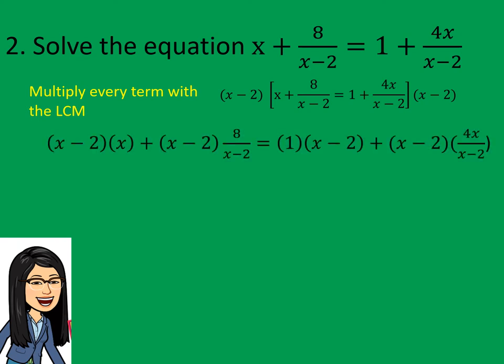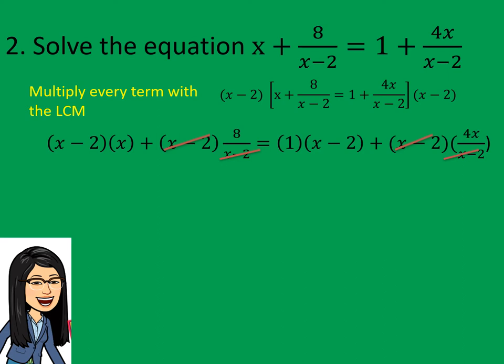So x minus 2 times x plus the second term x minus 2 times 8 over an x minus 2 is equal to 1 times the LCM x minus 2 is equal to the LCM x minus 2 times the second term 4x over x minus 2. Observe that we can cancel x minus 2 over x minus 2 because the value is 1. Same with x minus 2 over x minus 2 because it is also equal to 1.